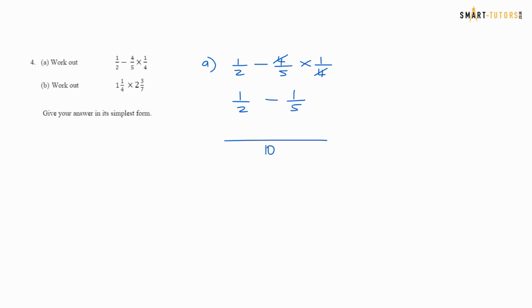5 times 2 is 10, 5 times 1 is 5, minus 2 times 5 is 10, 2 times 1 is 2. 5 take away 2 is 3 upon 10. That is the answer. B part, 1 1/4 times 2 3/7. 4 times 1 is 4, 4 plus 1 is 5 upon 4, times 7 times 2 is 14 plus 3 is 17 upon 7.